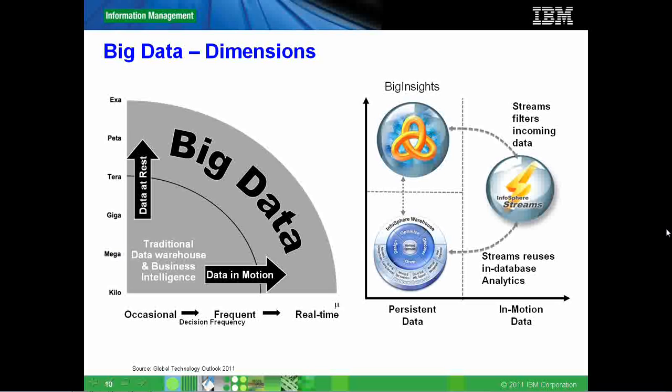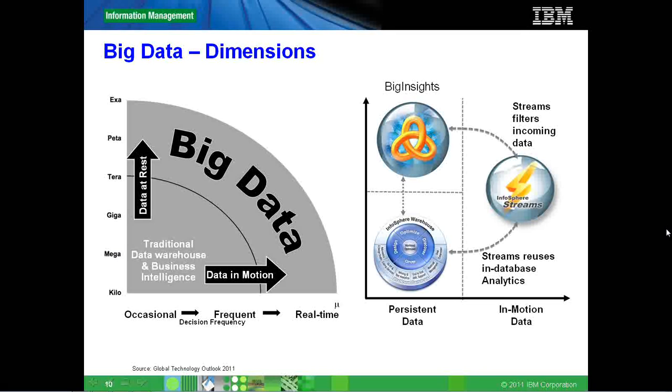So these are the two dimensions of big data we are seeing. Most of the time when you see people refer to big data, you will see only data at rest. It will not be a complete story if you only look at one dimension.